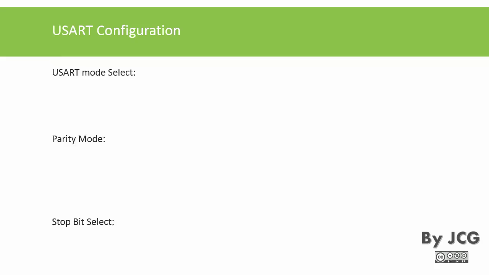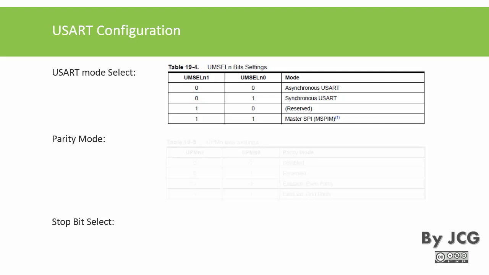Another thing that you can configure with the USART is the mode selection, which remember is either asynchronous or synchronous, but we actually have a third choice. So we can choose asynchronous with 00 in these 2 bits. We can choose synchronous with 0 and 1, or we can choose master SPI with a third mode. And when you choose this, you can program another microcontroller through USART.